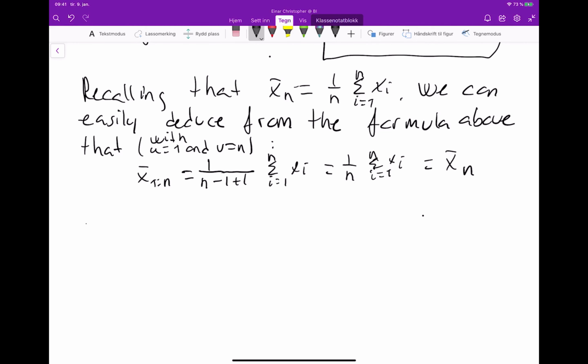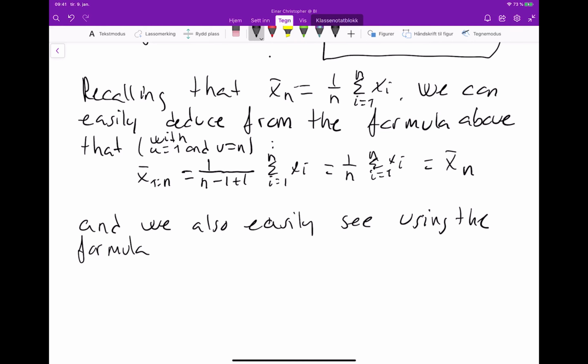And we also easily see, using the formula above, that x bar u colon u, which is the mean of the observations between u and u, is actually finding the mean of only one observation, the u-th observation, and the mean of one observation should be the same as the observation. Let's see that this is actually true by using the formula.